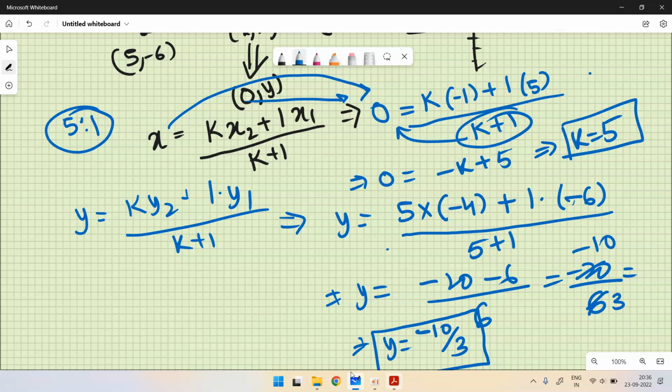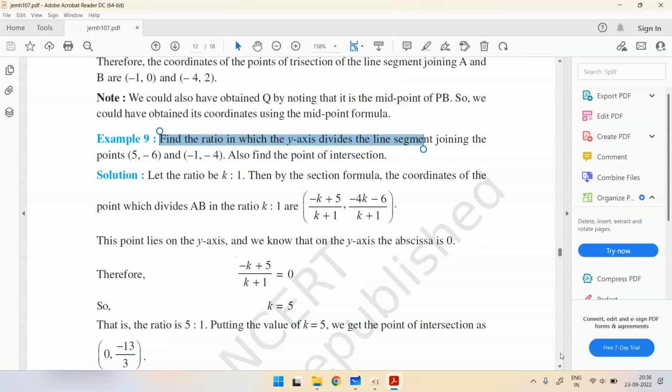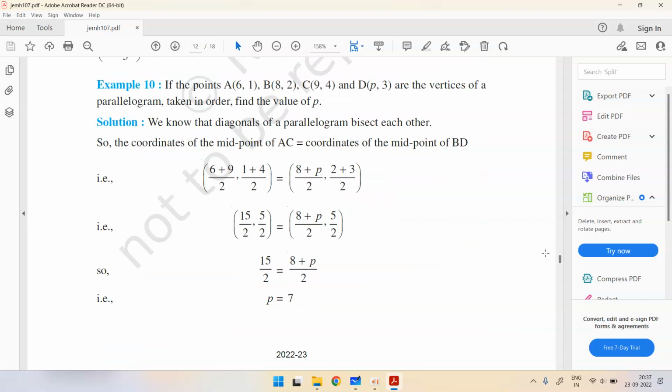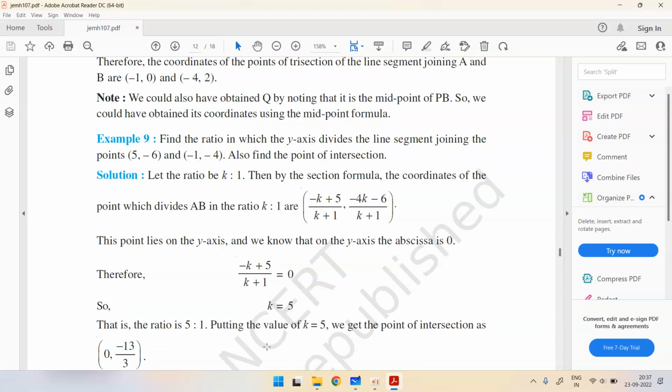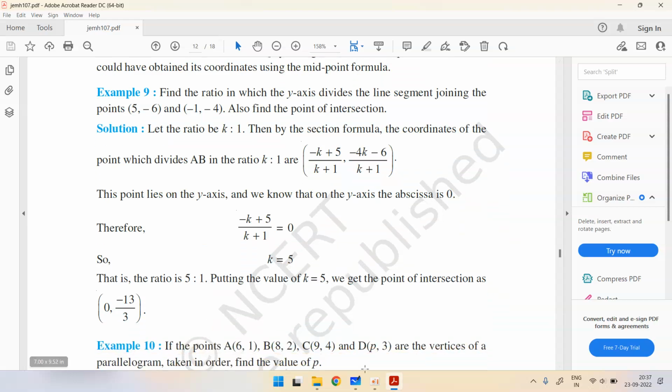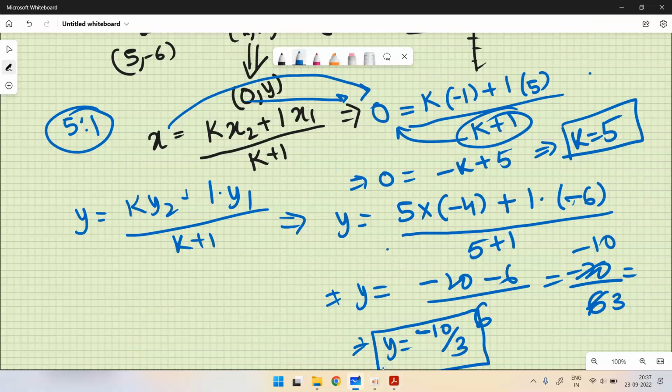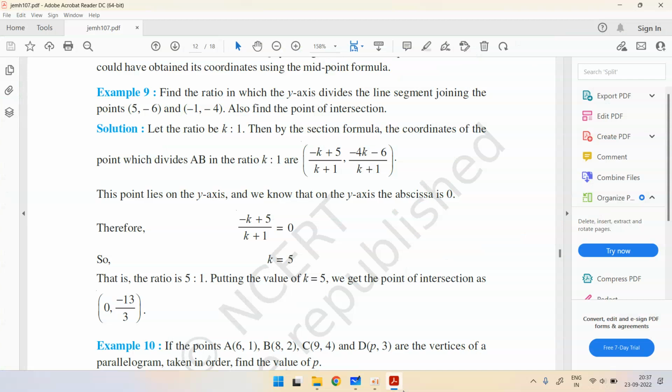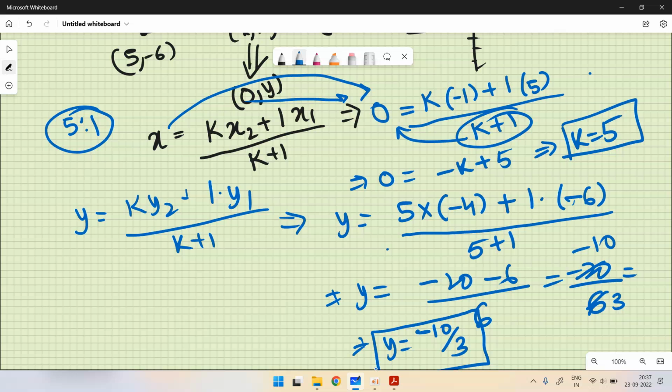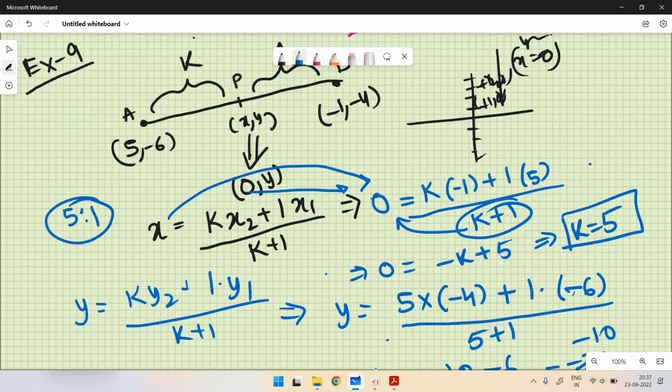So you see the answer: the value of k is 5 and the point is (0, minus 13 by 3). Let me check that I'm getting 5 for the ratio, with the points being 5, minus 6 and minus 1, minus 4.